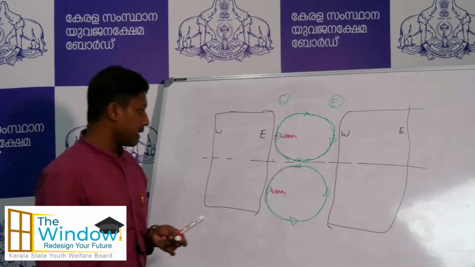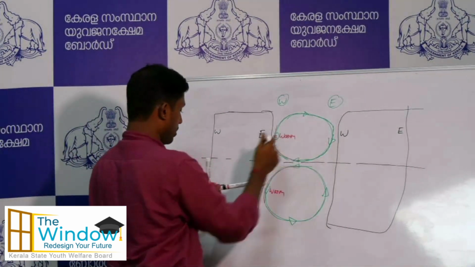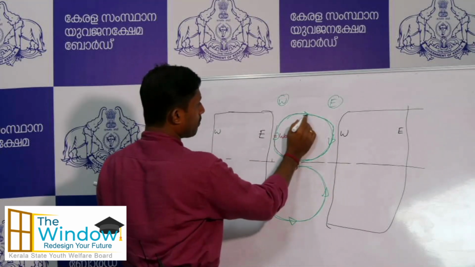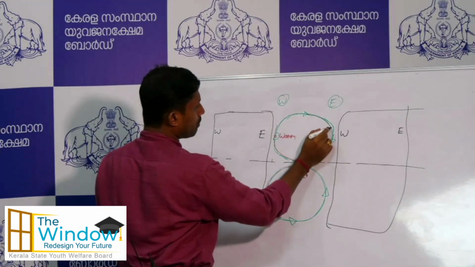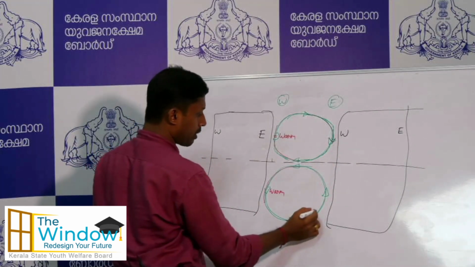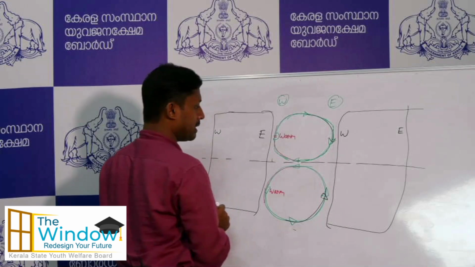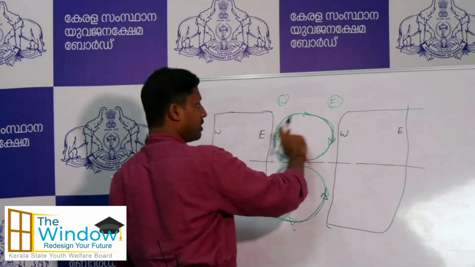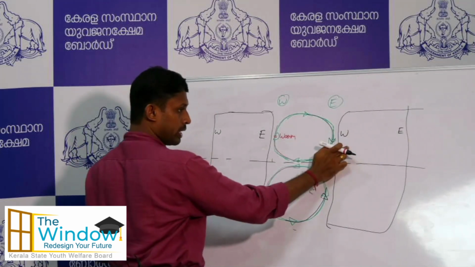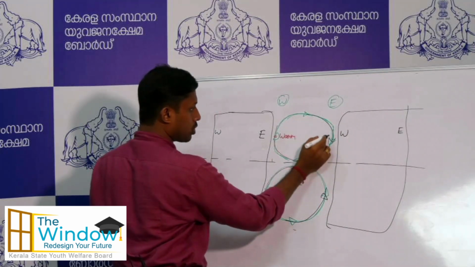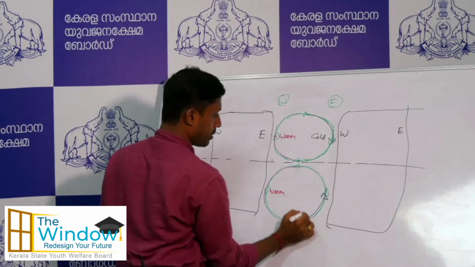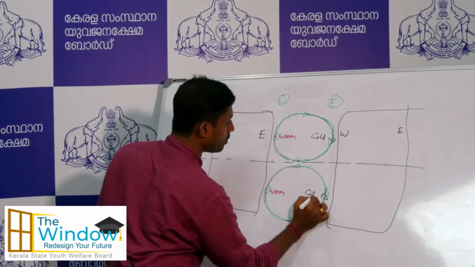Similarly, in this case, can you see at this area the water is coming from the pole? Here also this water is coming from the pole. That means on the eastern side of the ocean, or the western side of the continent, the water is coming from the pole area, hence it will be colder water.